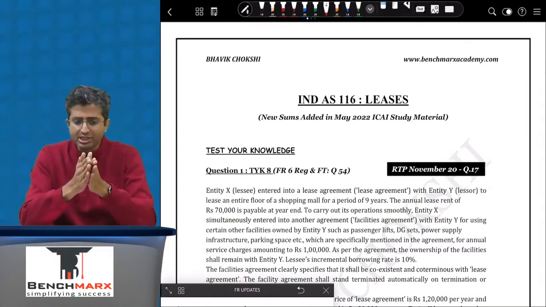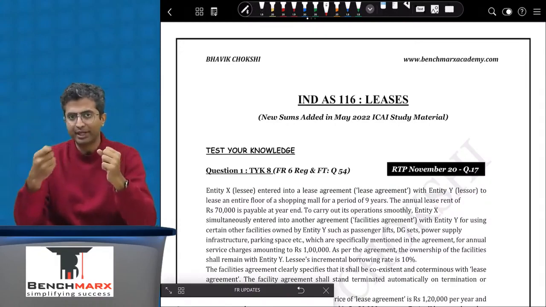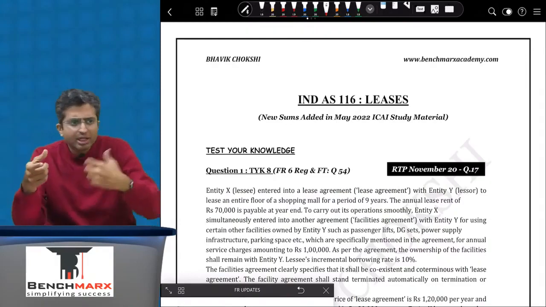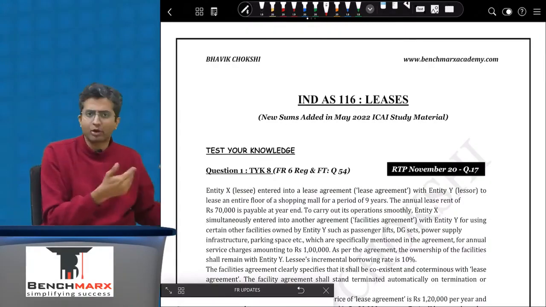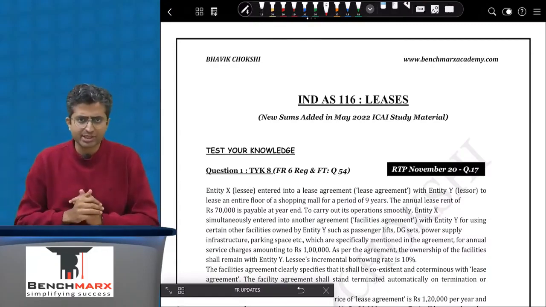So in case standalone prices are given, you will allocate the transaction price, the total price that you are paying, in the ratio of the standalone prices, and the lease liability will obviously be calculated only for the lease component, and the non-lease component will be recognized as and when the expense is incurred.